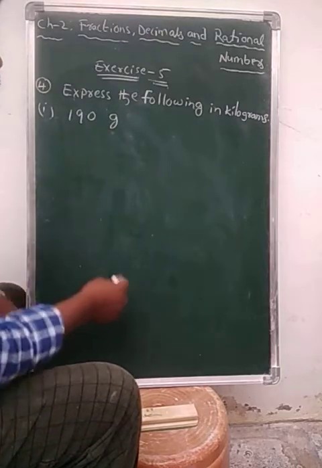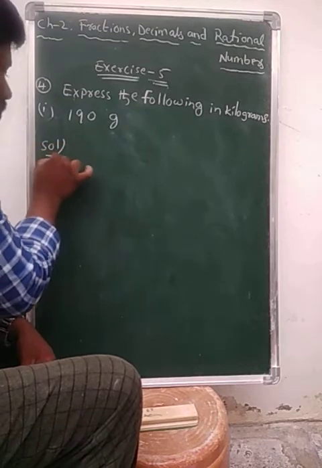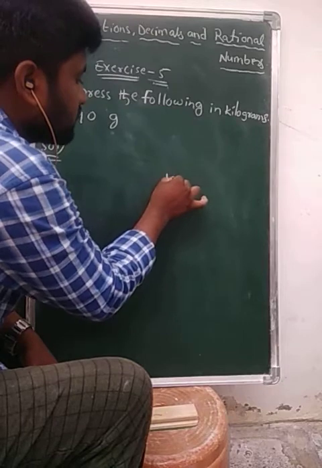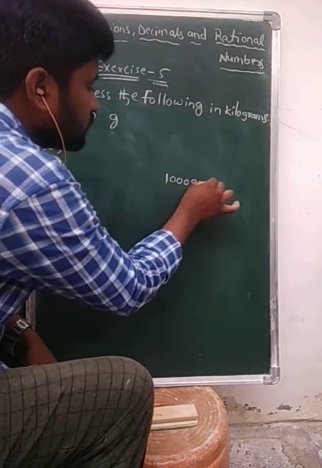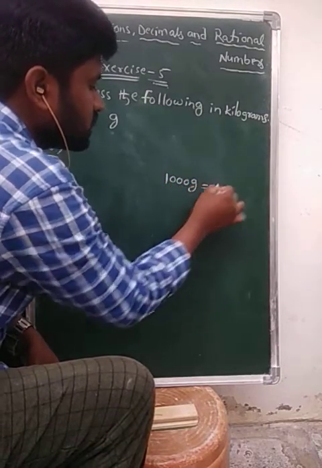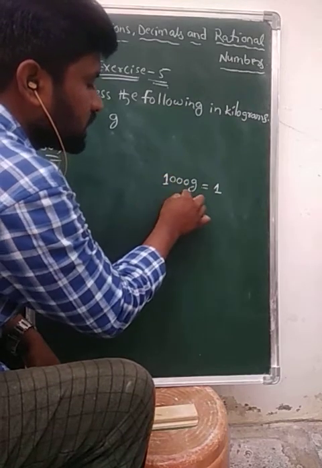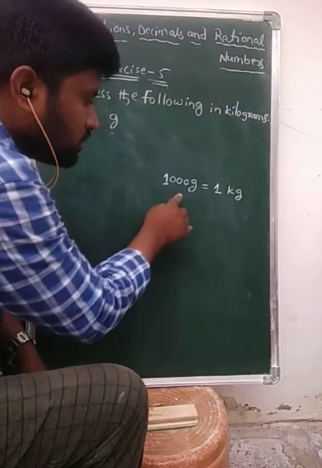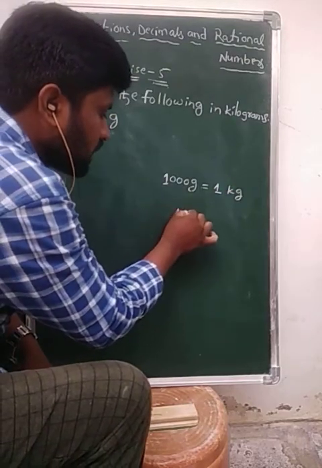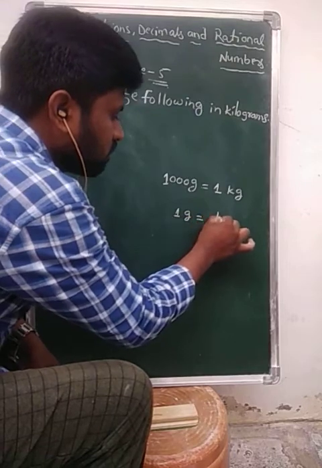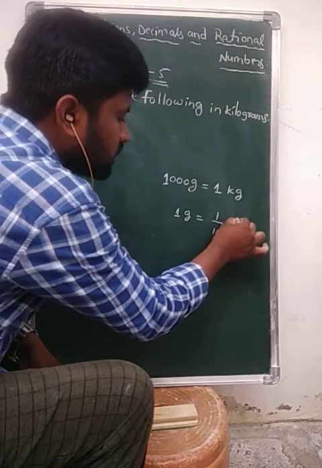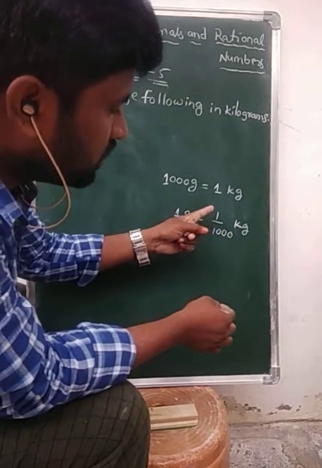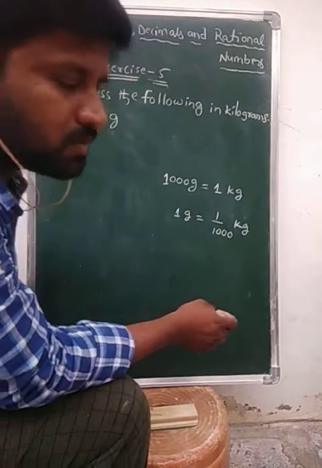Clearly we know that 1000 grams is equal to 1 kg. From this we can write 1 gram is equal to 1 by 1000 kg. Yes or no? 1 gram is equal to 1 by 1000 kg.